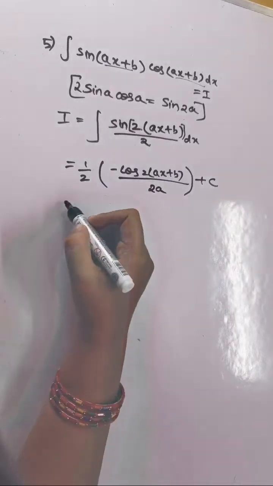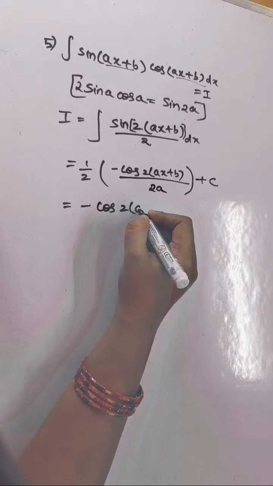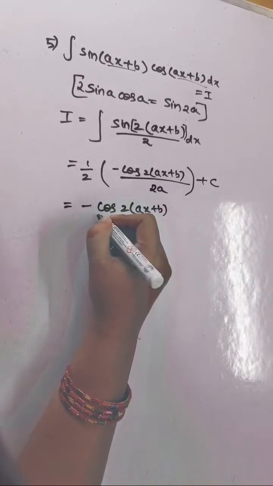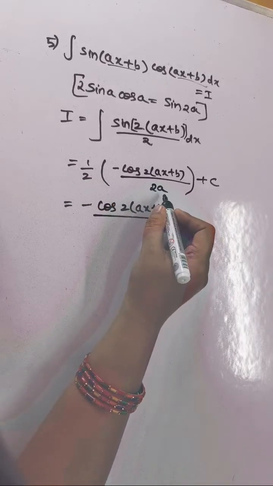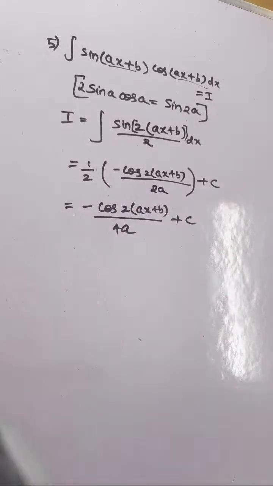So the final answer will be minus cos of 2 of ax plus b, the whole by 2; the 2's are in the denominator and the denominator is 4a, plus c. This is the required answer.